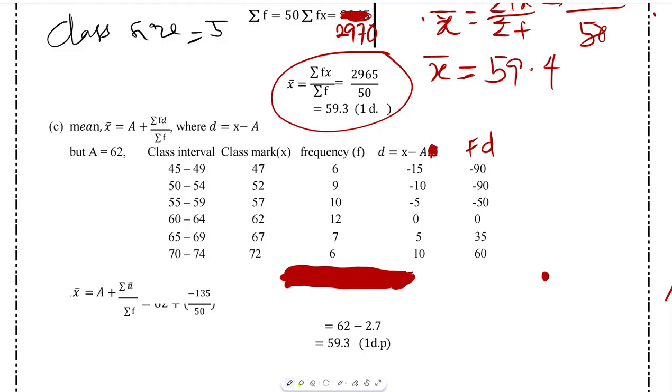In the last class we talked about the mean of grouped data without assumption, and in that video I told you something about assumption, that the formula for assumed mean is this. Alright, this is the formula for assumed mean: X bar equals A, which is the assumed mean, plus summation FD over summation F, where D is equal to X minus the assumed mean. Alright, so let's do something under that.